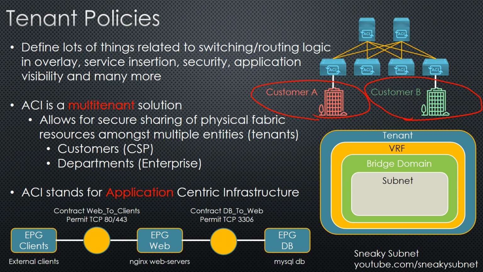Tenant is a logical container and it accommodates other elements like VRFs, bridge domains, subnets, application profiles, EPGs, contracts, and many more. It is depicted right here, its hierarchy. VRFs, bridge domains, and subnets are networking components, and they are responsible for bridging and routing logic in the overlay. Application profiles and EPGs are responsible for making your infrastructure application-centric. Remember, ACI stands for application-centric infrastructure. You use these constructs to group your endpoints in logical groups like clients, web servers, databases, etc. After grouping, you leverage contracts.